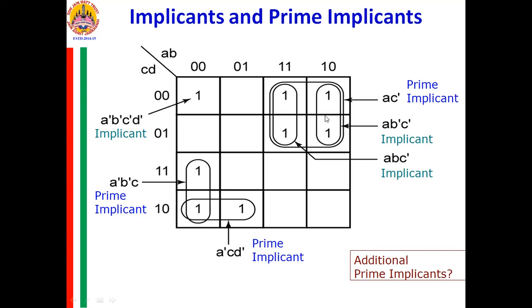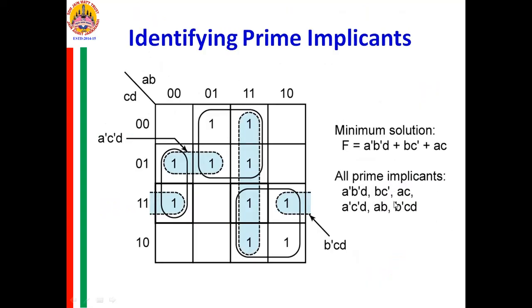So here these 2 groups of ones you can combine together to form a quad and you get a prime implicant AC bar. This one you can combine either with this and this, or this with this. This is also a prime implicant. If you combine this one with this one, that is also a prime implicant. But as I said, all the prime implicants may not be essential to write the function in terms of a Boolean term. Now see this another example.